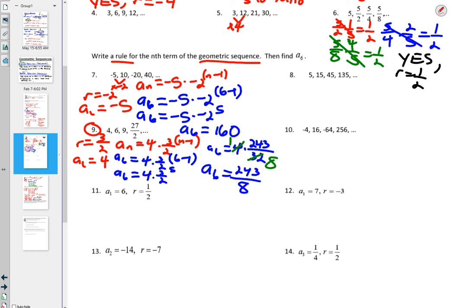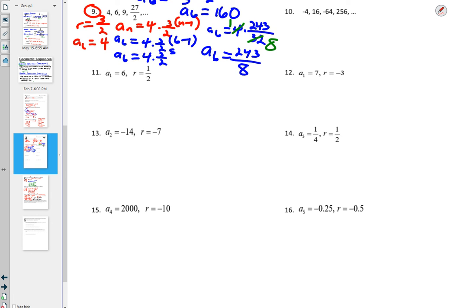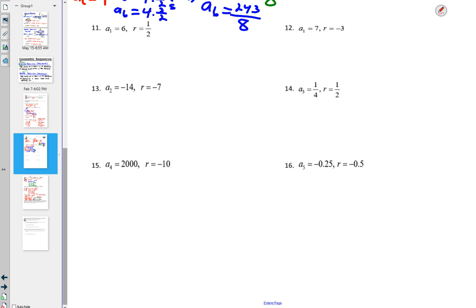Here, let's skip to number 14. If we have more time, we'll come back to this page, but I want to get to every page. Actually, we'll do 14 and 16. Both of those.